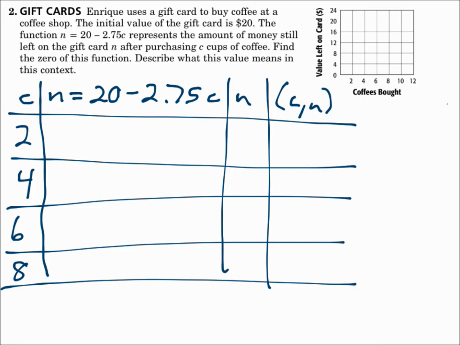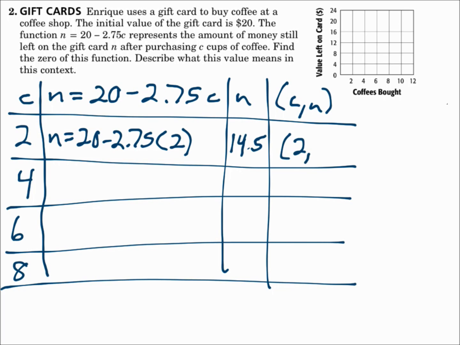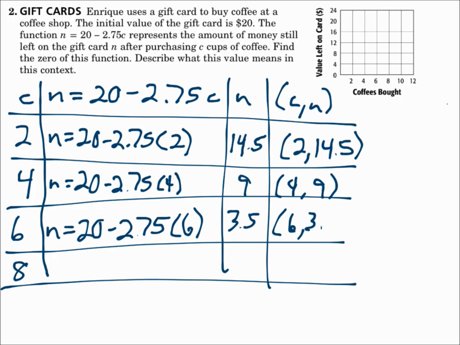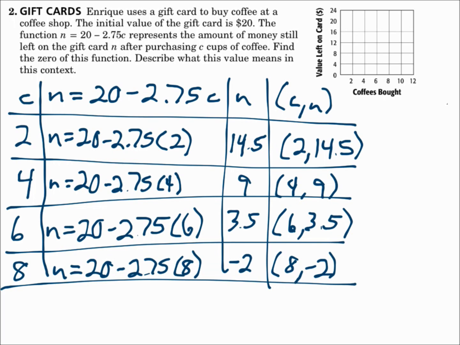So if you want to just trust me on the math here, substitute in our c values. When c is 2, n is 14.5. When c is 4, n is 9. When c is 6, n is 3.5. And when c is 8, n is negative 2. So that gives us those ordered pairs.